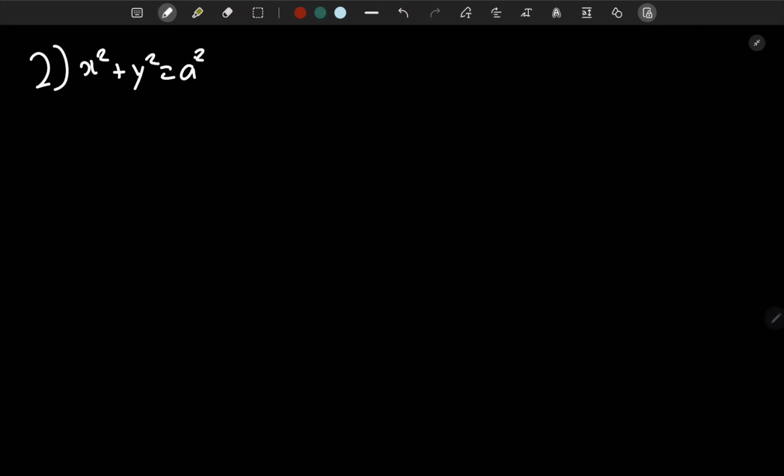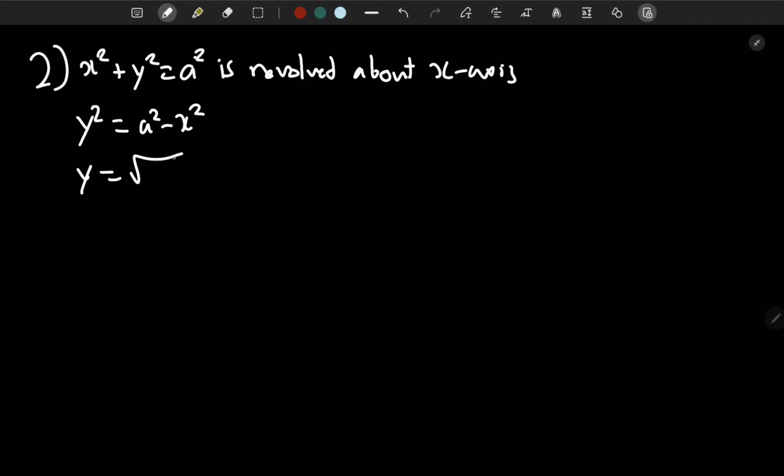So for our second question, we have the equation x squared plus y squared equals a squared, and right away you can see that we have three unknowns. This is the equation of a circle. You should be aware of that, and it is revolved around the x-axis. So again, x-axis, so we need everything in terms of x, so we need to rearrange this. y squared is equal to a squared minus x squared, and y is equal to radical a squared minus x squared, and we need to find the volume.